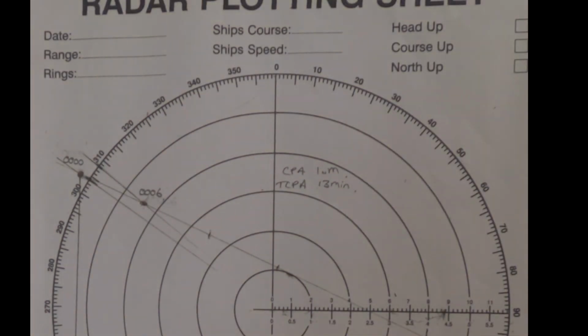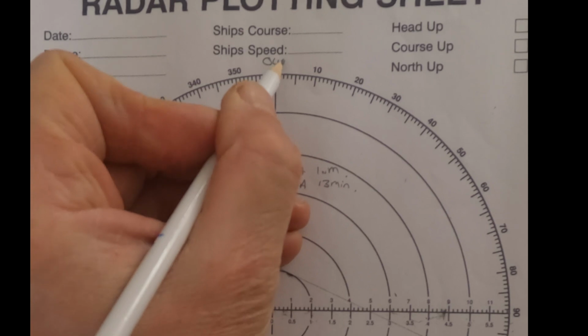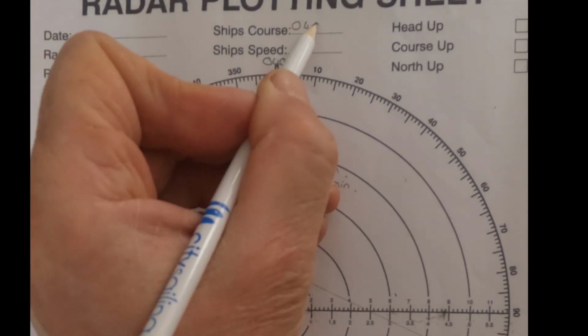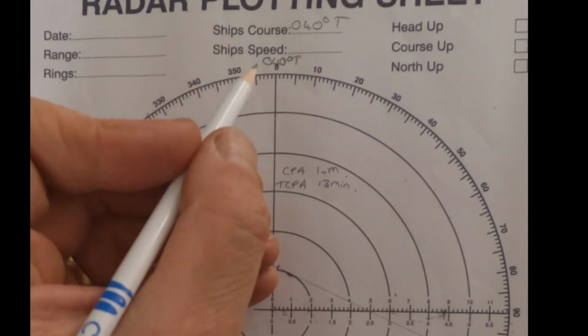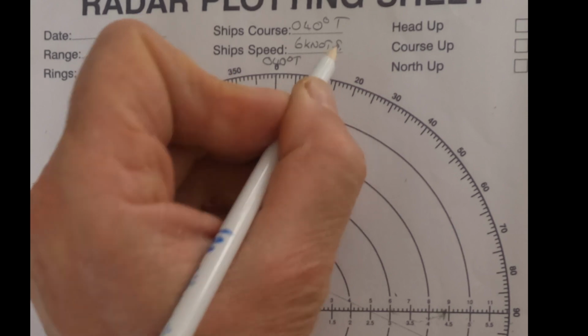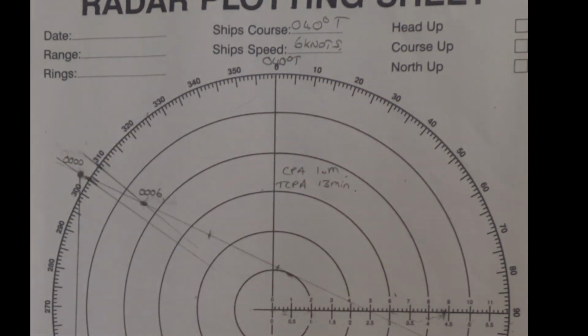So we know our vessel's course and speed. Our course is 040 degrees true. So ship's course 040 degrees true. Ship speed is 6 knots. Okay. So if we look at this and we're 040, 6 knots.